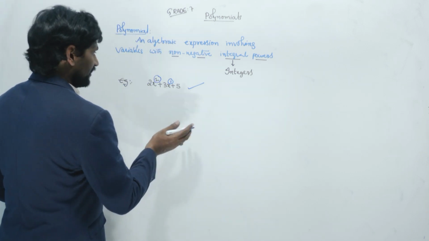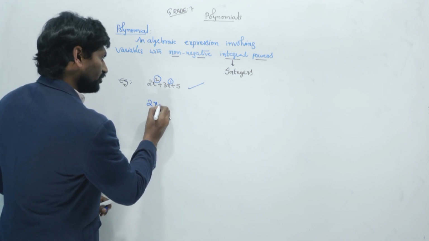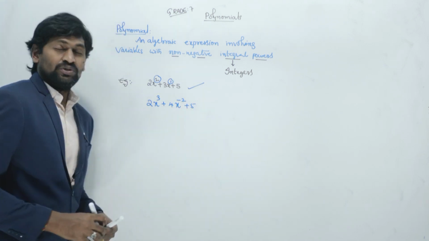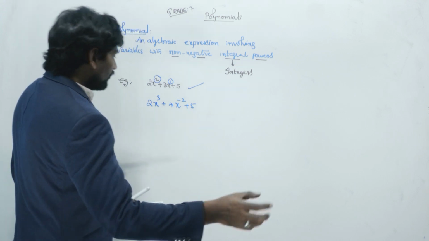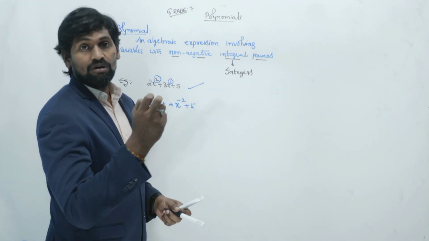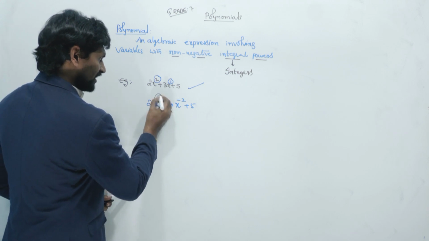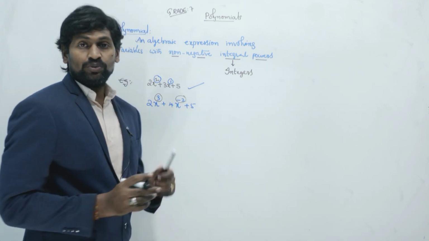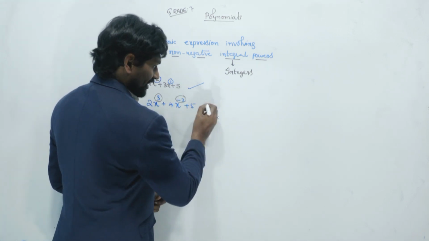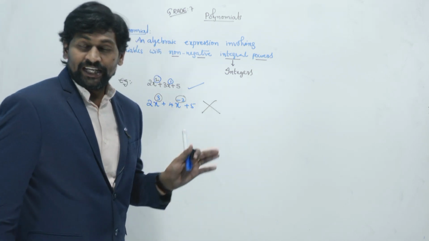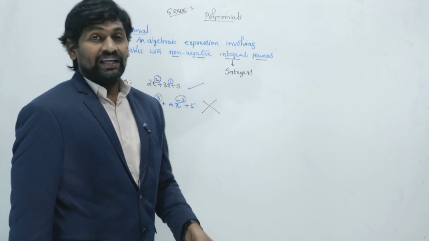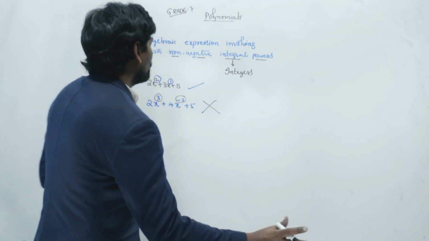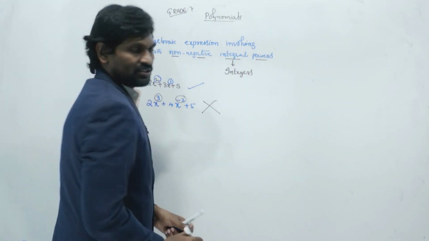Let me take one more example: 2 into x power 3 plus 4 into x power minus 2 plus 5. It is also an algebraic expression. Now let us observe the powers of the variable. Here x power 3, yes, 3 is a non-negative integer. Minus 2 is a negative integer. So in this case it cannot be a polynomial. It is an algebraic expression, but we are not considering it as a polynomial. So clearly, a polynomial must have non-negative integral powers.